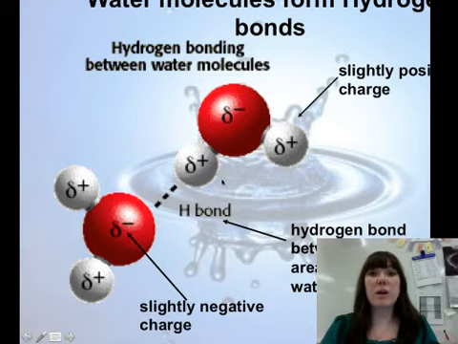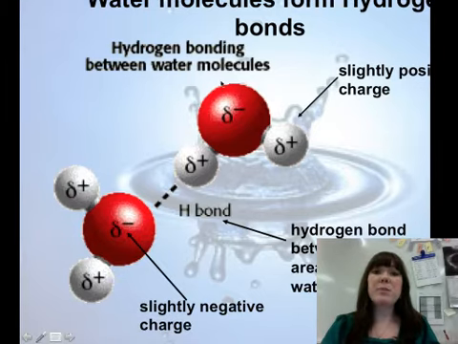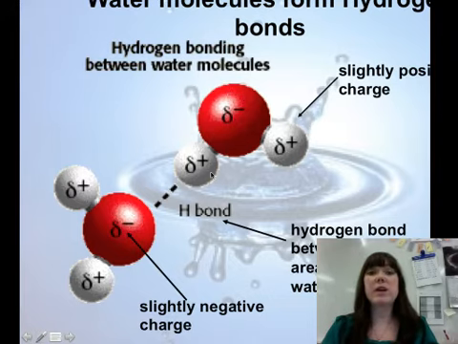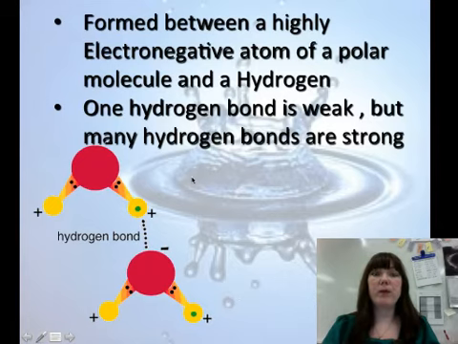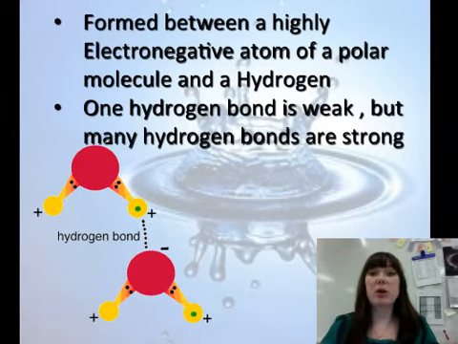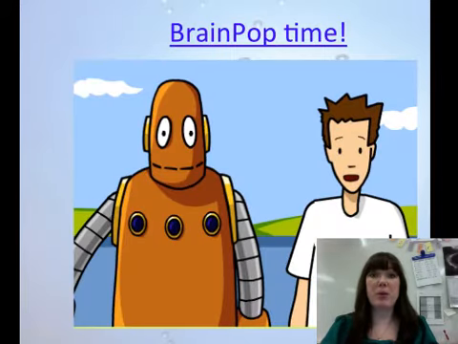Now overall, the water molecule has a neutral charge because it has the same number of positive protons and negative electrons. But because the negative ones gear towards this side and the positive ones this side, we call it polar. A hydrogen bond forms when the positive end is attracted to the negative end of another water molecule. One hydrogen bond might be weak, but when you have many hydrogen bonds, they become very, very strong. This hydrogen bonding and the polarity of water are responsible for many of its unique properties.